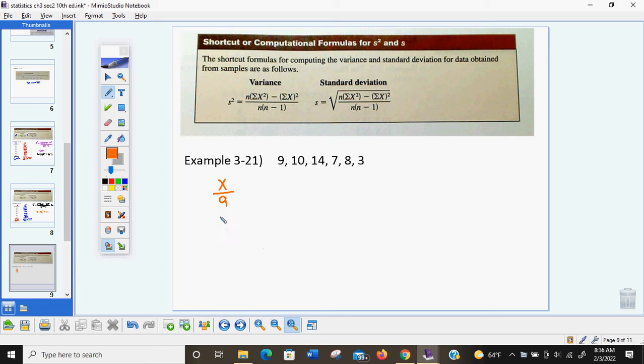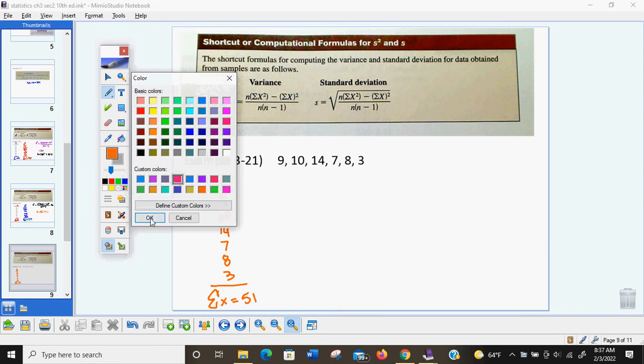So we have 9, 10, 14, 7, 8, and 3. Okay, that would be our X's. When you add all that up, you get 51. So the sum of the X column equals 51.